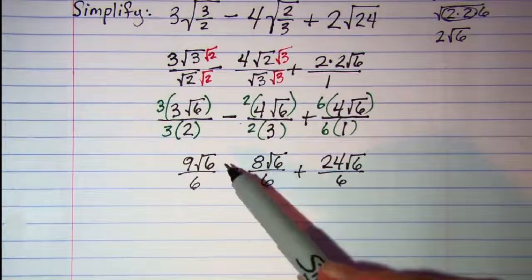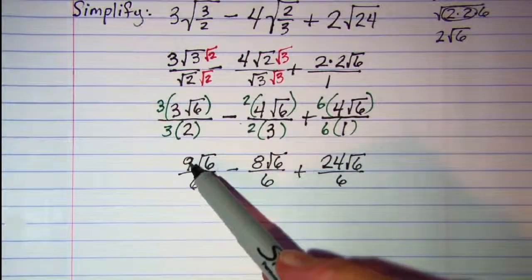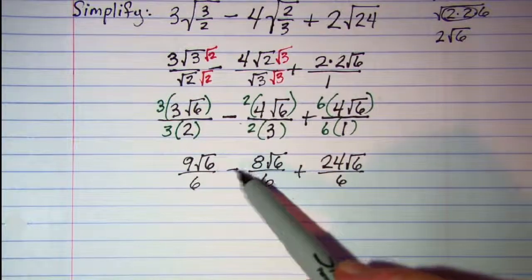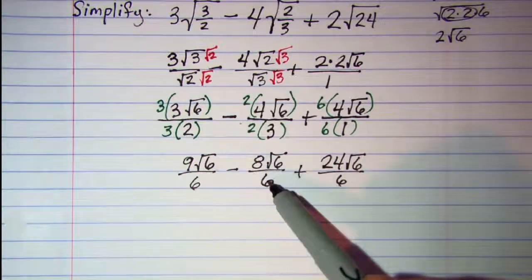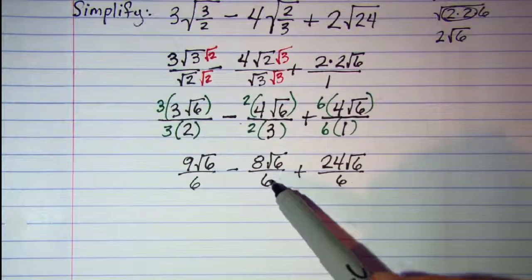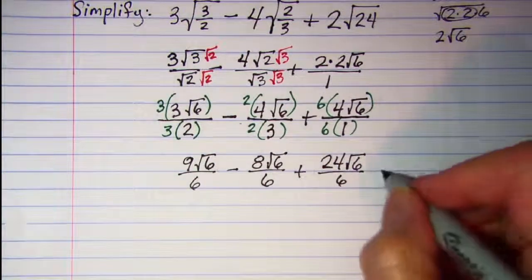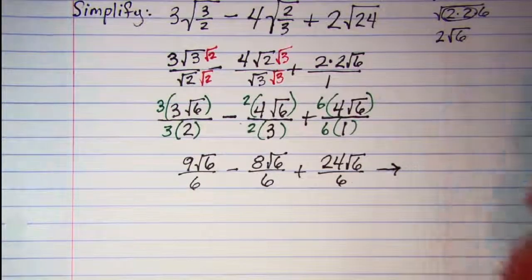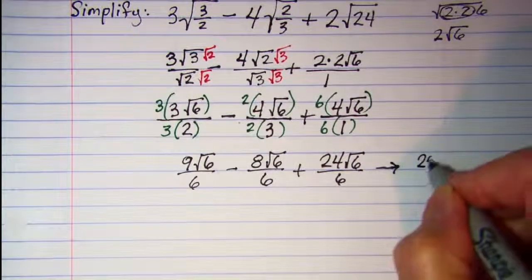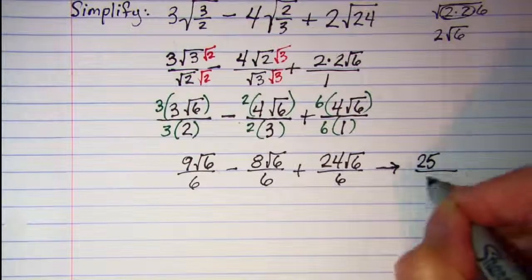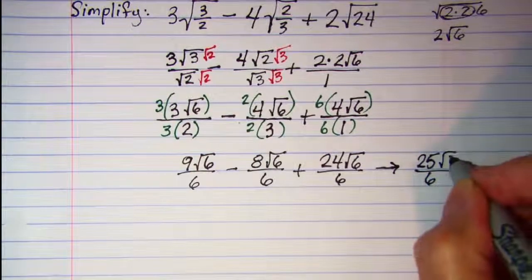Now I can combine like terms. I have 9/6 minus 8/6, that's 1/6, plus 24/6. It looks like we'll have 25/6, and that's root 6.